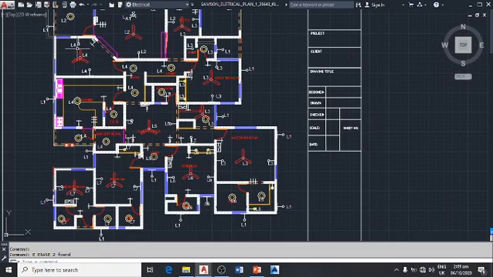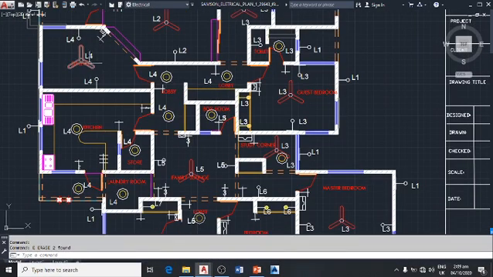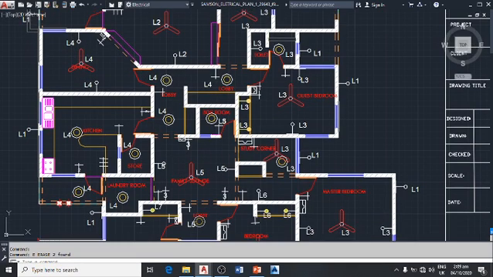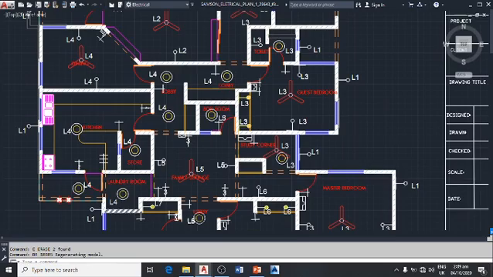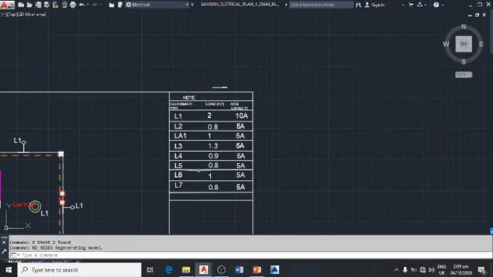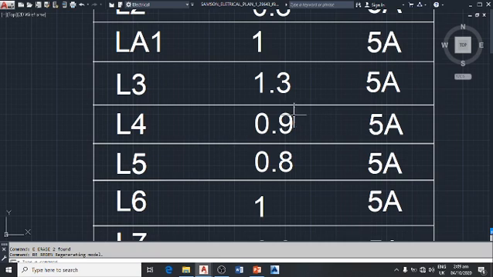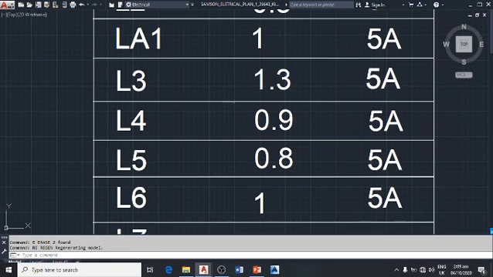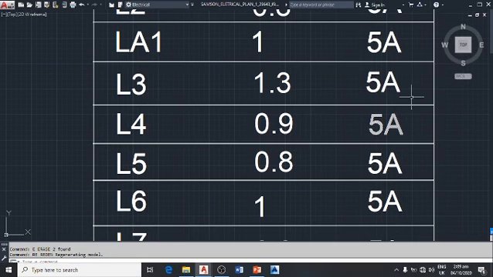We have the dining 1, 2, 3, 4, 5, 6, 7, 8. There's 1 here, 9, 10. We have about 10 points, and the total rating is 0.9. So we are connecting it to a 5 ampere MCB.